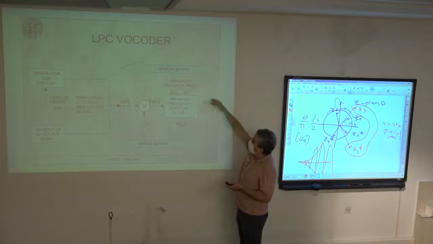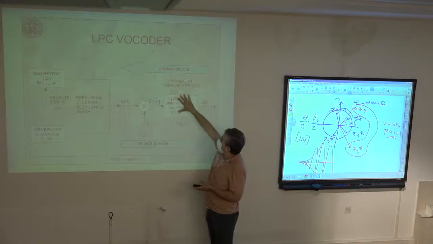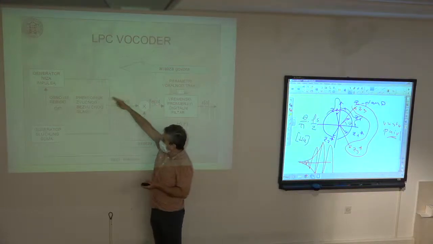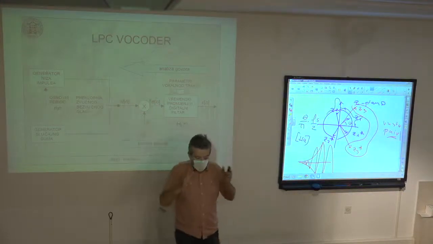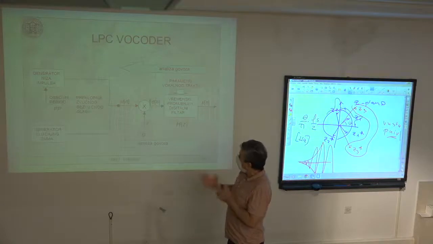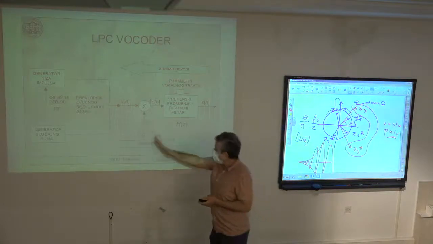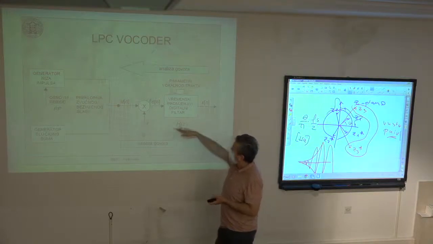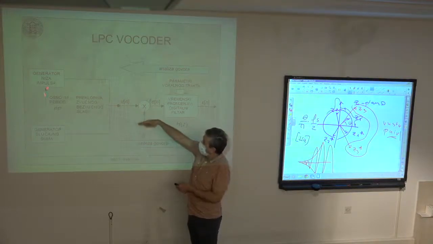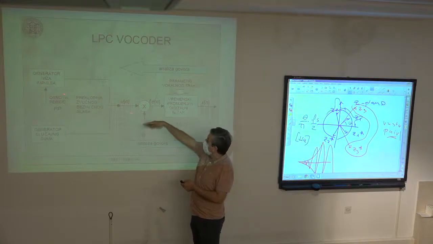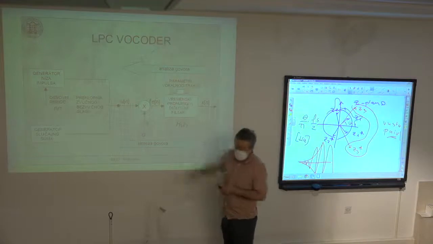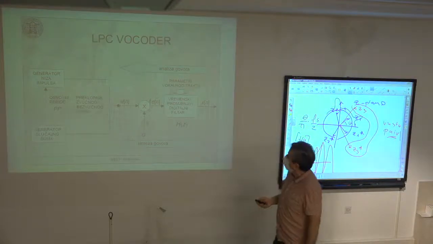And if I'm able to estimate the time-varying parameters of the model, if I'm able to estimate the amplitude and the excitation type for each segment of speech, then I would be able to do the inverse, to synthesize artificial speech by varying excitation, by varying the period of periodic excitation, by varying the amplitude, and by varying the coefficients of this digital filter.